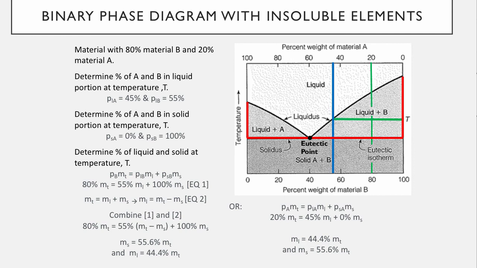So I hope this example helps you understand how to read a binary diagram with insoluble elements. You're going to have more opportunities to do this. For both soluble and insoluble, you should be able to pull off numbers like this, and understanding both of these will help us understand the more challenging partially soluble phase diagrams, which is your next exercise.